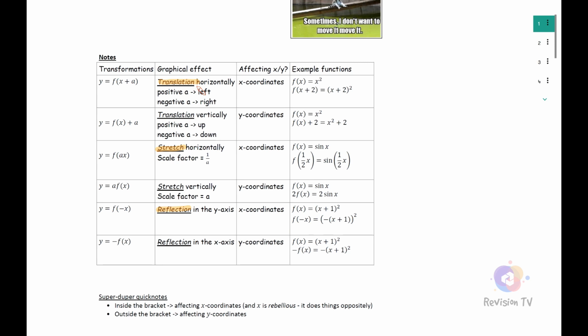So anything left and right deals with the X coordinate, so horizontally. Plus A on the outside means if it's plus A, you move up. Minus A, negative A, you move down by the value of A. There are some examples in here.